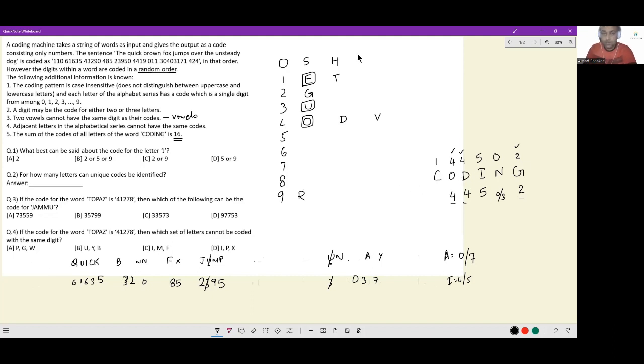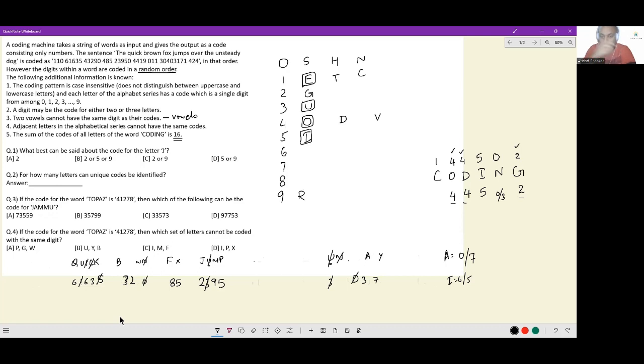This also gives me wonderful information. N is definitely here. C is definitely here. I is definitely 5. So I is 5. C is 1. And I is 5. C is 1. Okay. N is 0. This is also known.